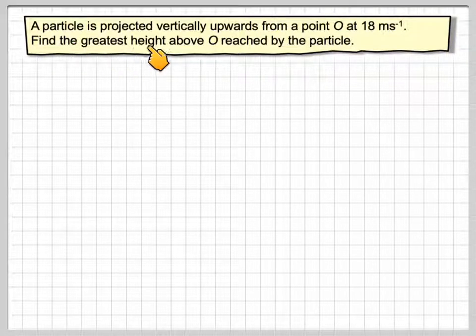A particle is projected vertically upwards from a point O at 18 meters per second. Find the greatest height above O reached by the particle. So the 18 meters per second, because it's meters per second to the power of -1, is a speed or velocity.